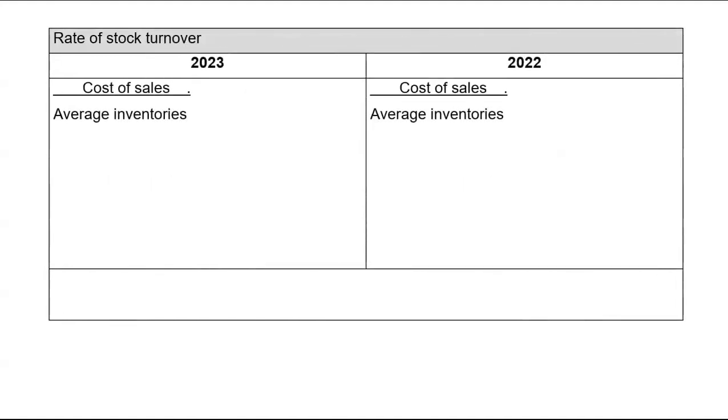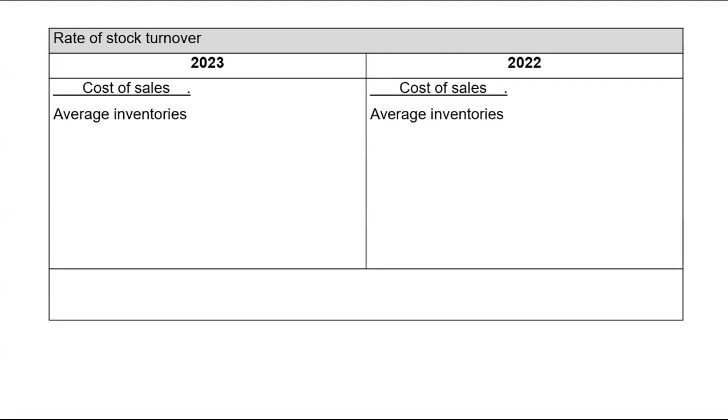Now let's calculate stock turnover rate. Stock turnover rate and your stock holding period are quite similar. And a lot of students make mistakes. Note that with stock turnover rate, you don't multiply by 365 or multiply by 12 months. So it is simply your cost of sales divided by average inventories. All right. And I need to specify average inventories is inventory for this year plus inventory for last year.